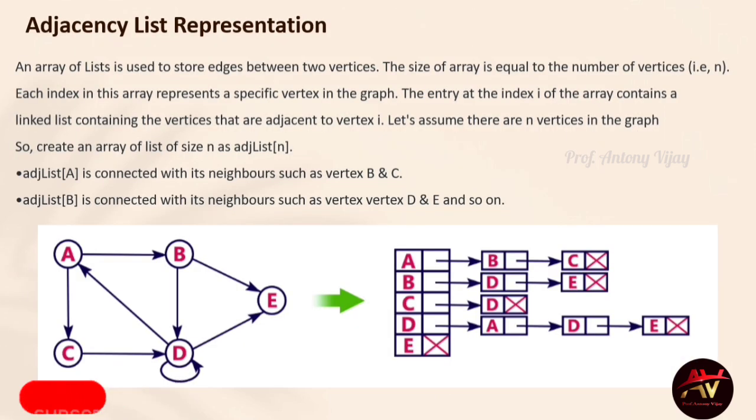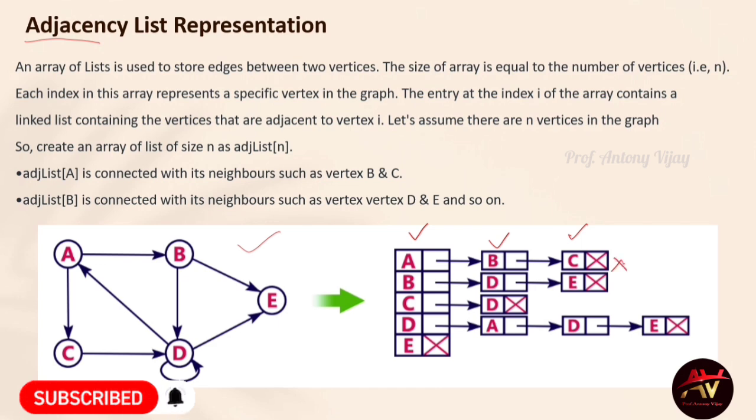The second representation is the adjacency list. Here we are taking the same graph having 5 vertices. A is connected with B as well as C. So the representation will be like this. A is connected with B and C. After C, there is no connection. That's why we are crossing out like this.